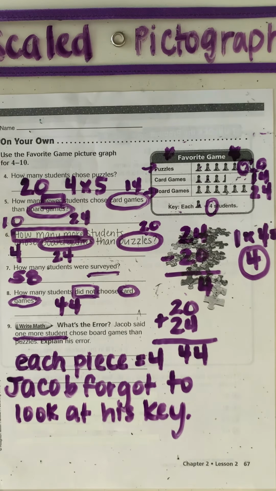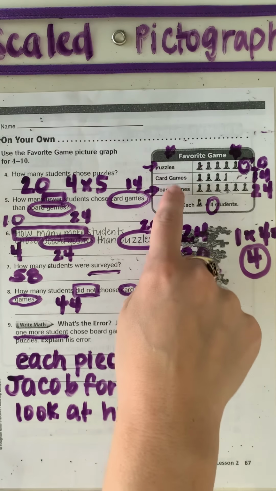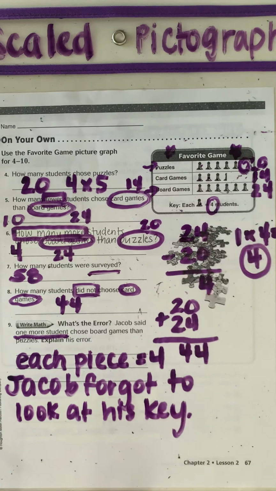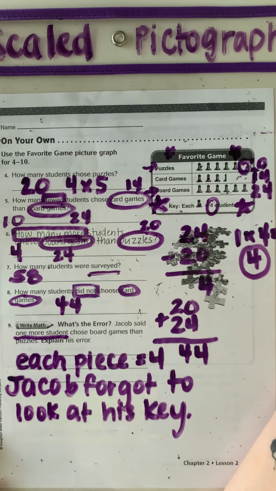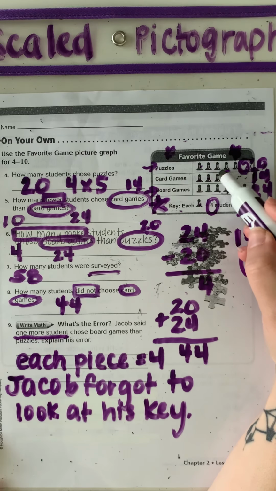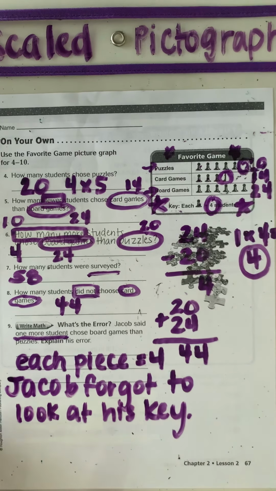Today, you're going to practice using scaled pictographs, and you're going to notice that some of your answer choices in your surveys or in your pictograph over here are going to include half pieces. Remember to always look at your key because that's going to tell you what you're counting by. And also, if you have a half piece, remember to cut your key down here in half for that piece.